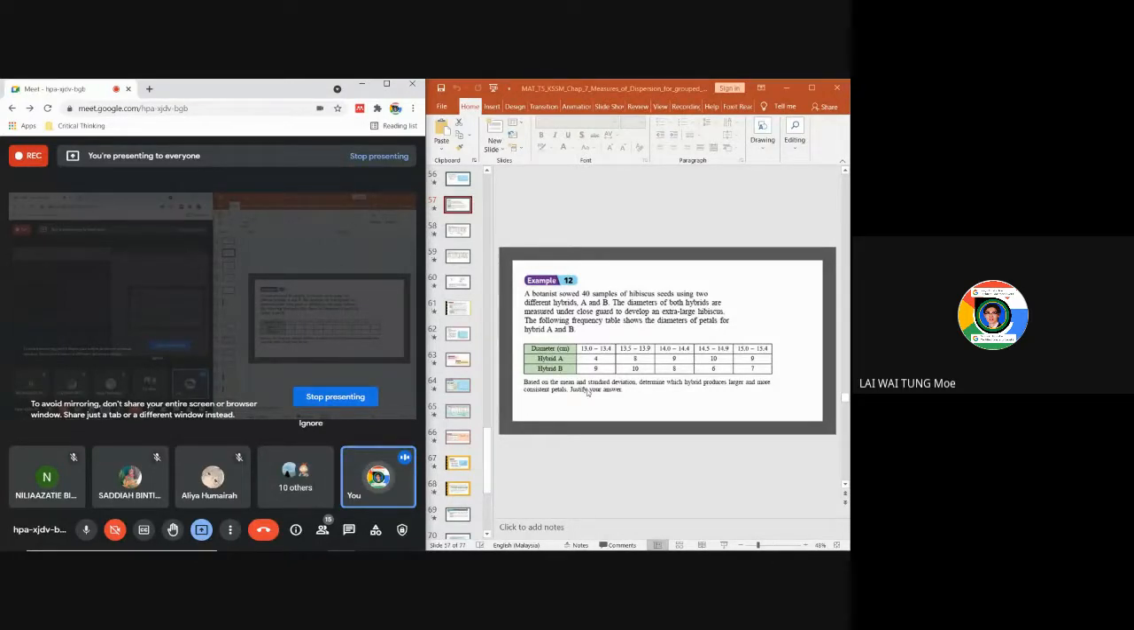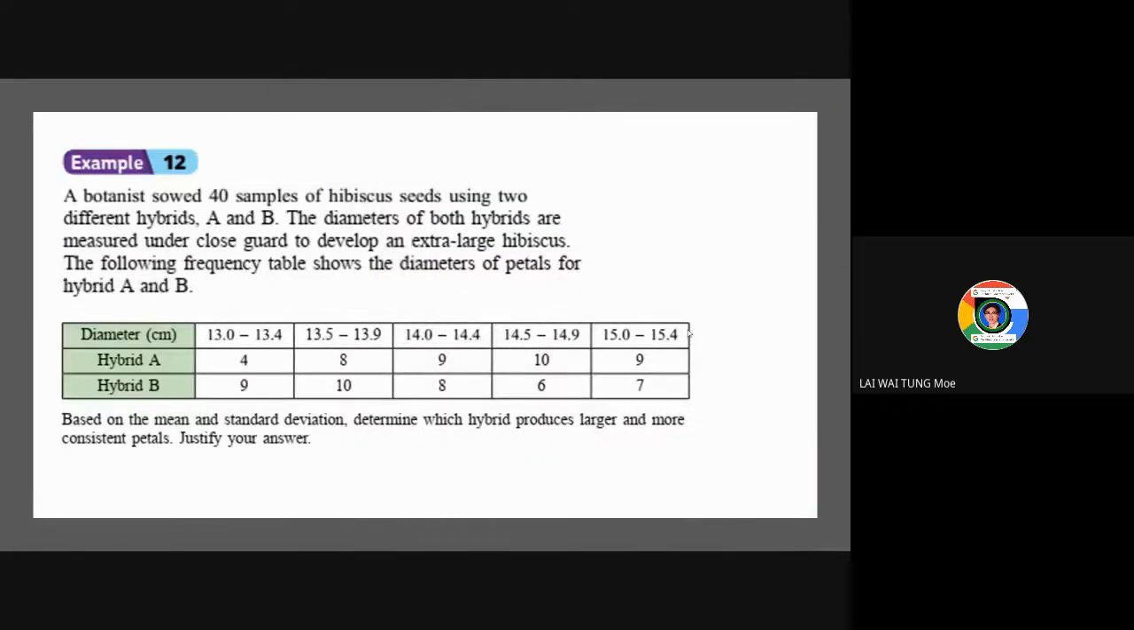Okay, so I will just take two examples from your textbook, and we will look at the solution together on how to compare two sets of group data, and also how to solve one of the problems involving measures of dispersion. Okay, so I will keep it full screen.